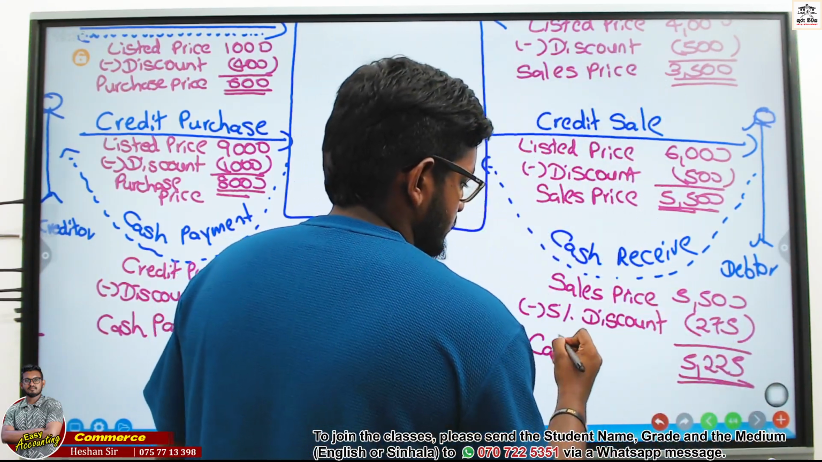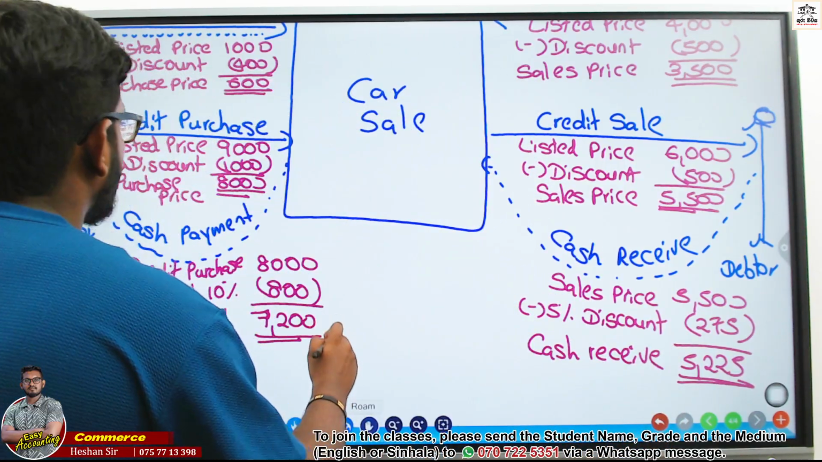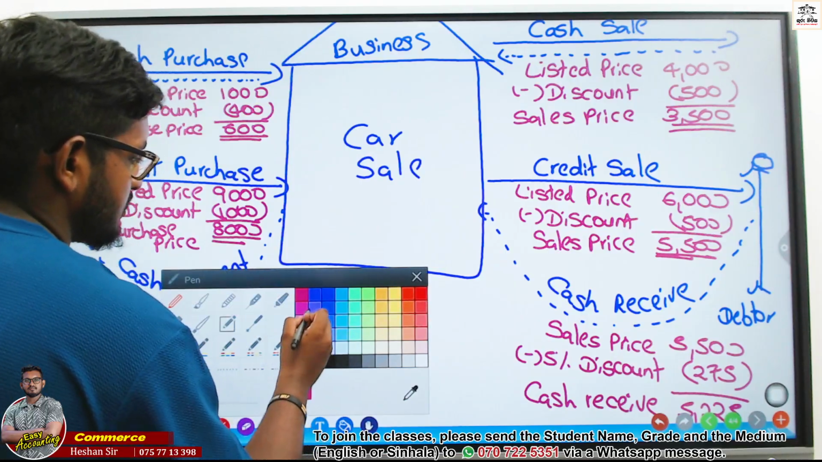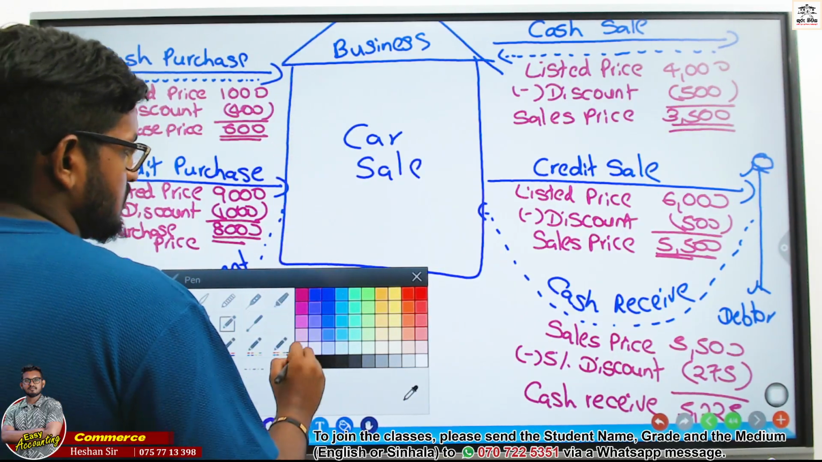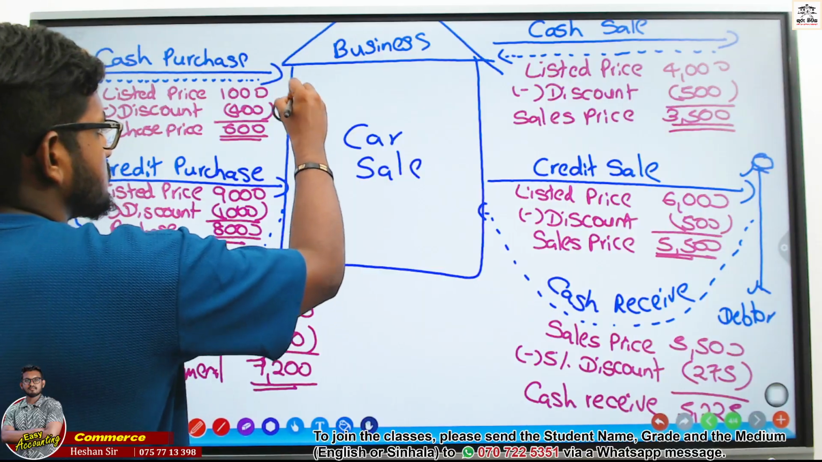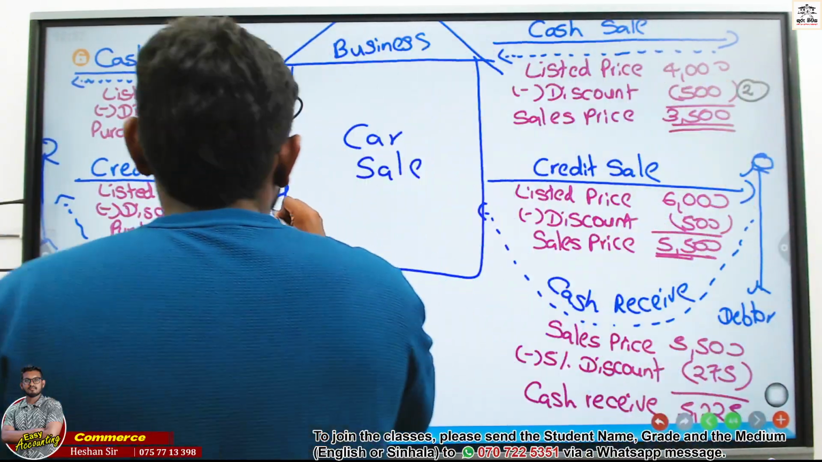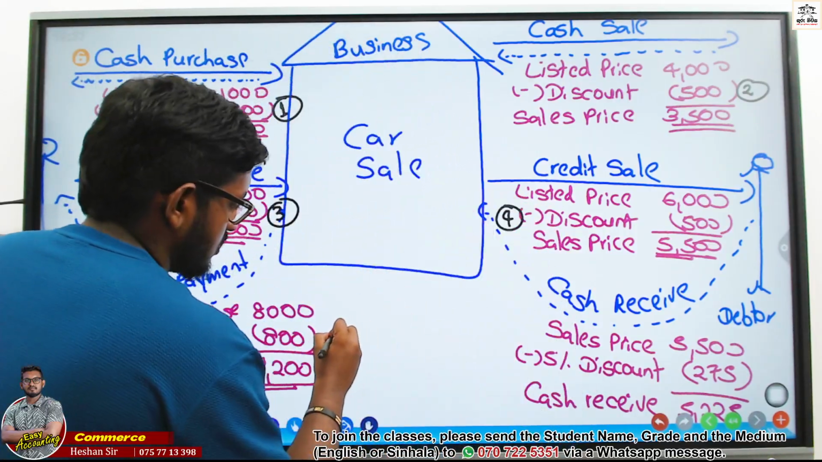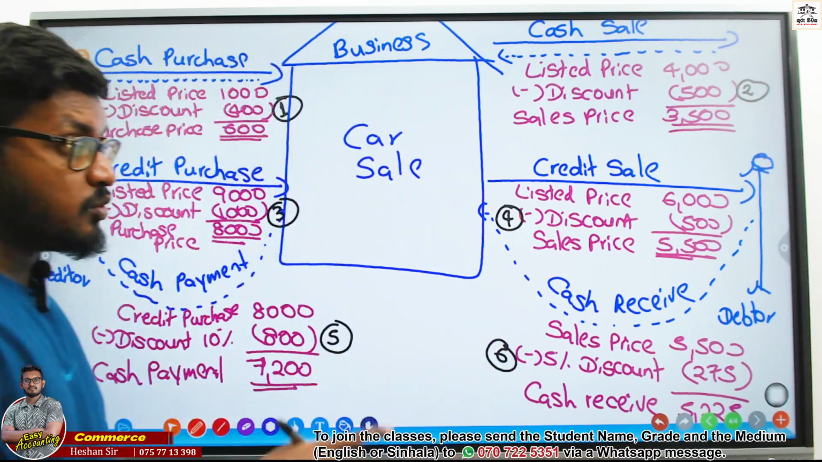Cash receipt. Okay, I'm going to put numbers for this one. These as number, this discount as number 1. Discount as number 3. Number 5.